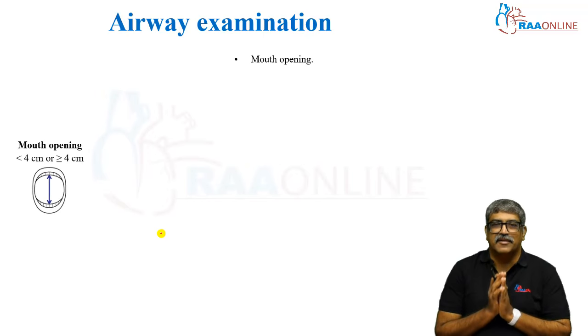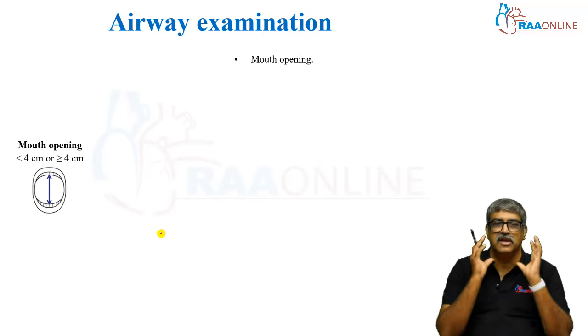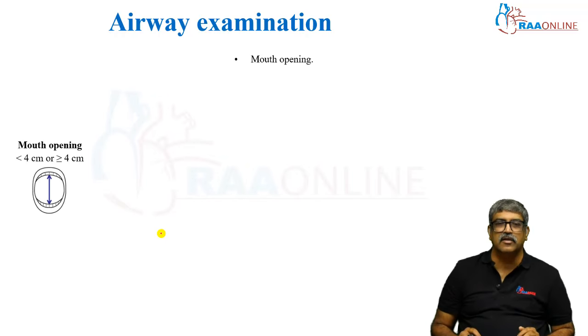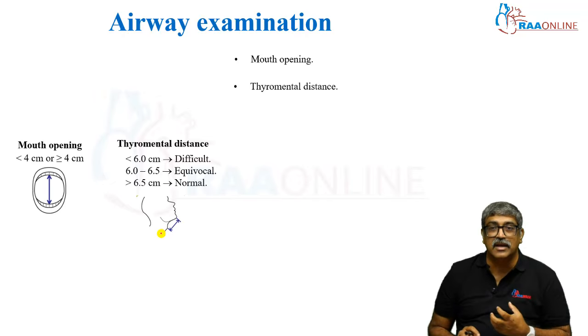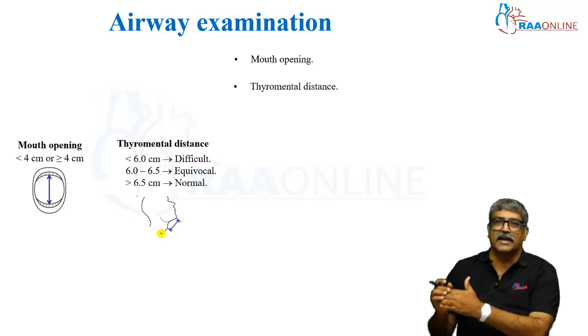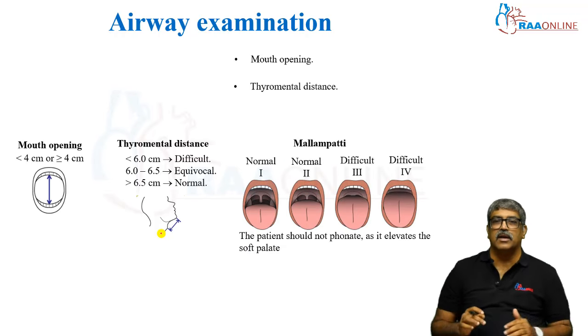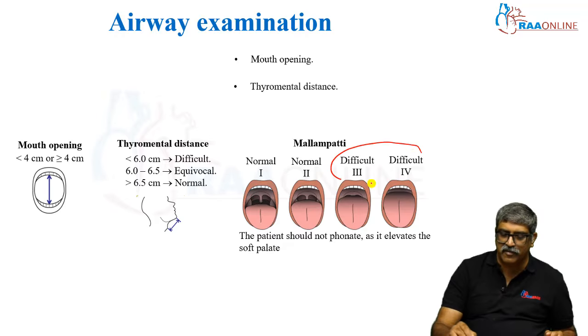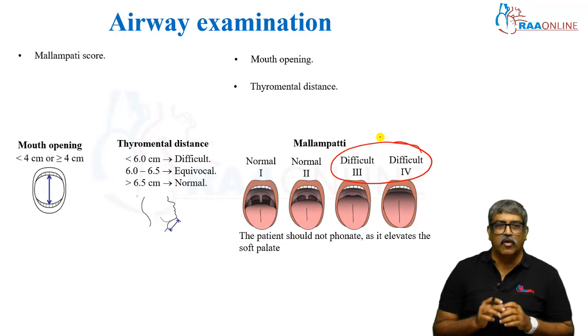So to summarize the airway examination, the first and foremost is the mouth opening. You look whether it is less than 4 cm or greater than 4 cm. You look at the thyromental distance. If it is going to be less than 6 cm, it is difficult, and greater than 6.5 cm is normal. Next, you look at the Mallampati classification. It is going to be difficult with grade 3 or 4.